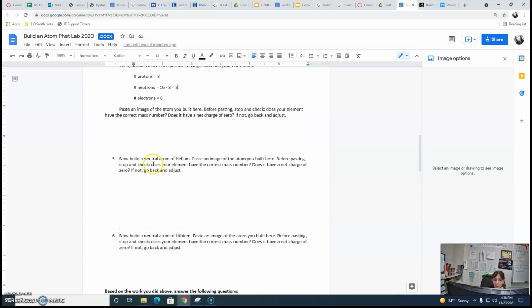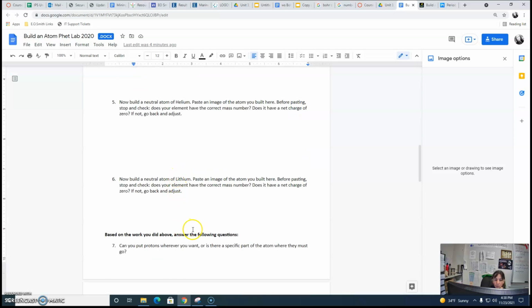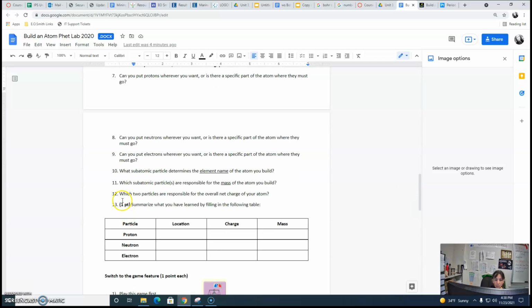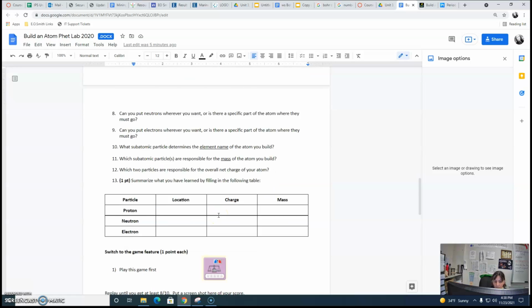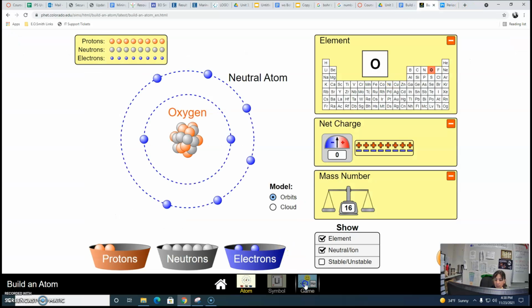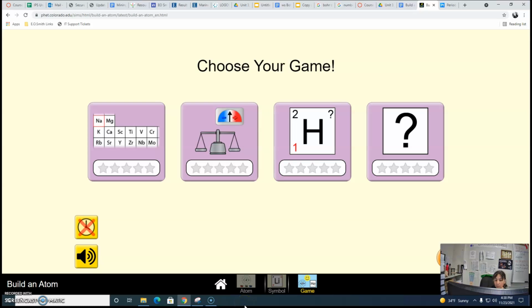Now you're going to do the same thing. You're going to build your own atom of helium. Next, you're going to do lithium. Next, questions 7 through 13 is basically asking you to summarize what you learned in doing this activity. And finally, you're going to go to this game feature right here.